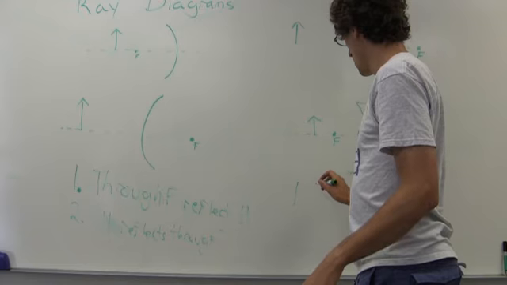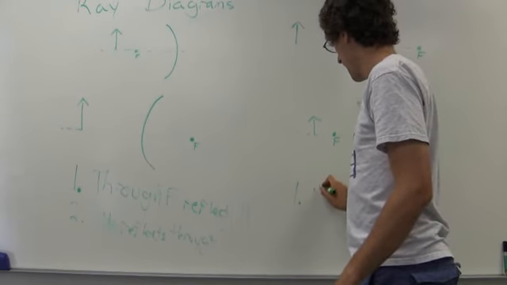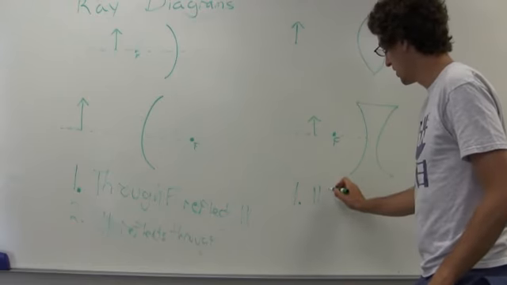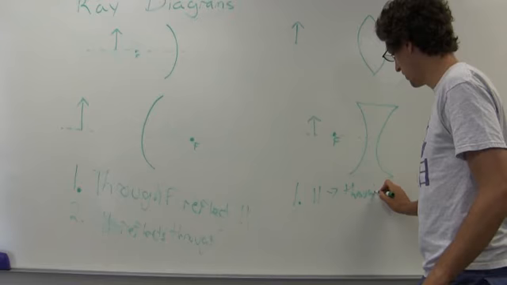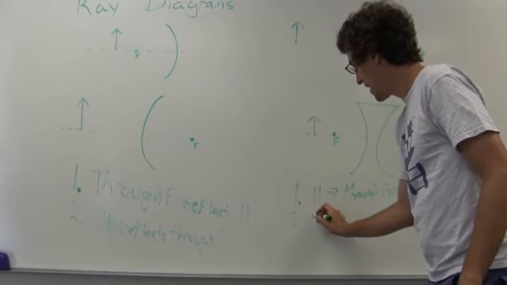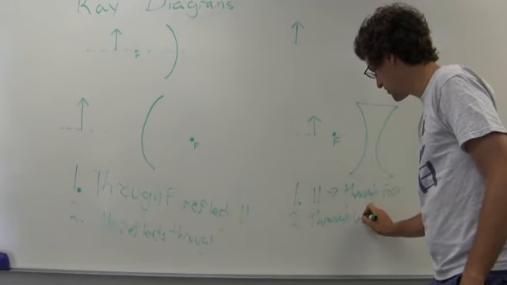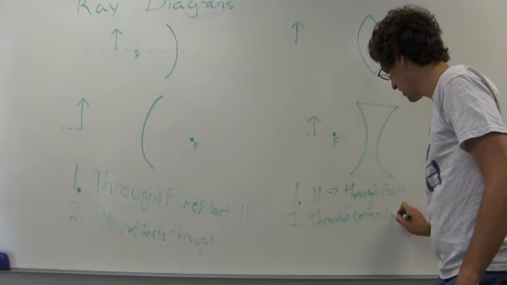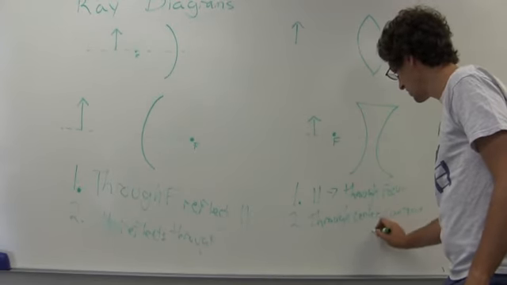For lenses, it's similar. First, a ray coming in parallel goes through the focus. And a ray going to the center continues straight.